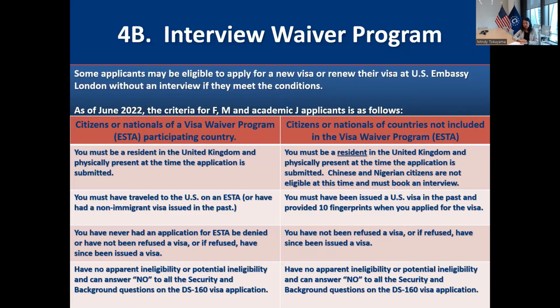You also must have been issued a visa in the past, even if it's a different visa class, and provided your fingerprints at the time of your visa application. So if you had a prior visa, but you were under 14 and did not provide your fingerprints, then you actually would not qualify, because we do need you to come in for the fingerprints and hence the interview. And then four is, again, you have no apparent ineligibility such as arrests or convictions.